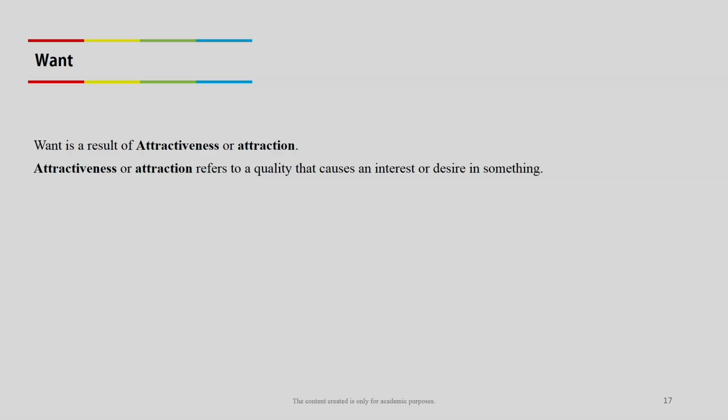So, now we will discuss about want. Want is the result of attractiveness or attraction, and attractiveness or attraction refers to a quality that causes an interest or desire in something. So, want is a product of attractiveness. So, we also should know why this attractiveness happens. Basically, the different phases of attractiveness. There are 4 phases of attractiveness.